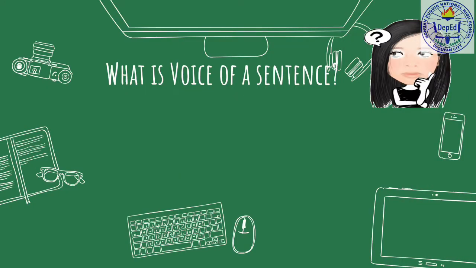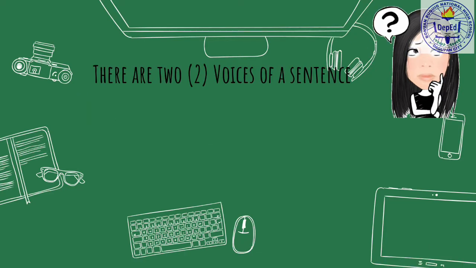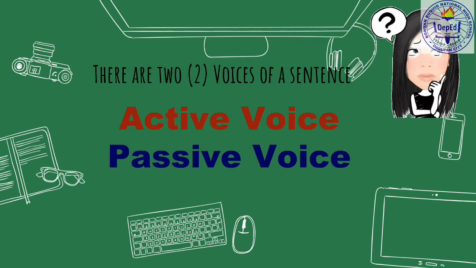Now let's talk about the voice of a sentence. What is voice of a sentence? Voice means that the action is acted or acted upon. It talks about verb forms. Verb forms vary depending on the voice. Subject role differs as well, either as doer or receiver of the action. There are two voices of a sentence. These are active voice and passive voice.